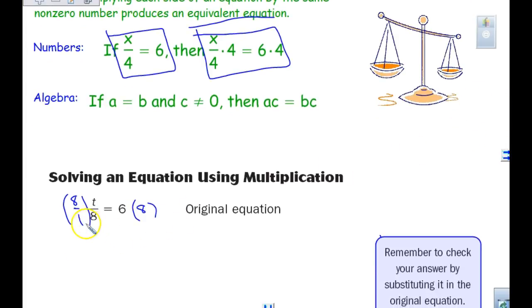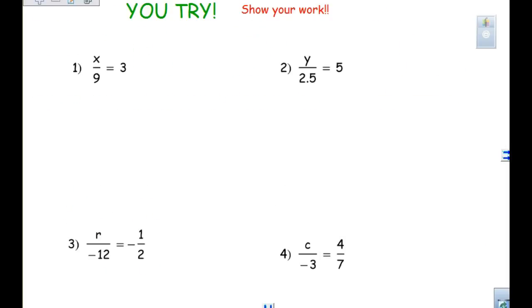Again, you have to identify where your variable is and do the inverse operation. These 2 8s, that's the same as 1 over 1. So t is equal to 48. Does it make sense if you think in your head 48 divided by 8, does it equal 6? Okay? So, we're going to go to the top, that next page of your notes, and we're going to be filling in.